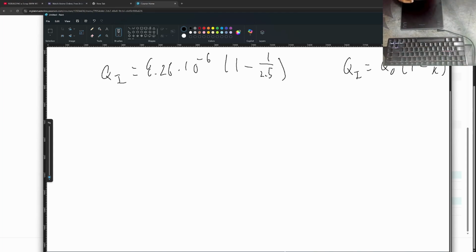So it's 1 minus 1 divided by 2.5, which is 0.6, times 8.26 times 10 to the power of negative 6. So our new Q induced is going to be 4.96 times 10 to the power of negative 6 coulombs.